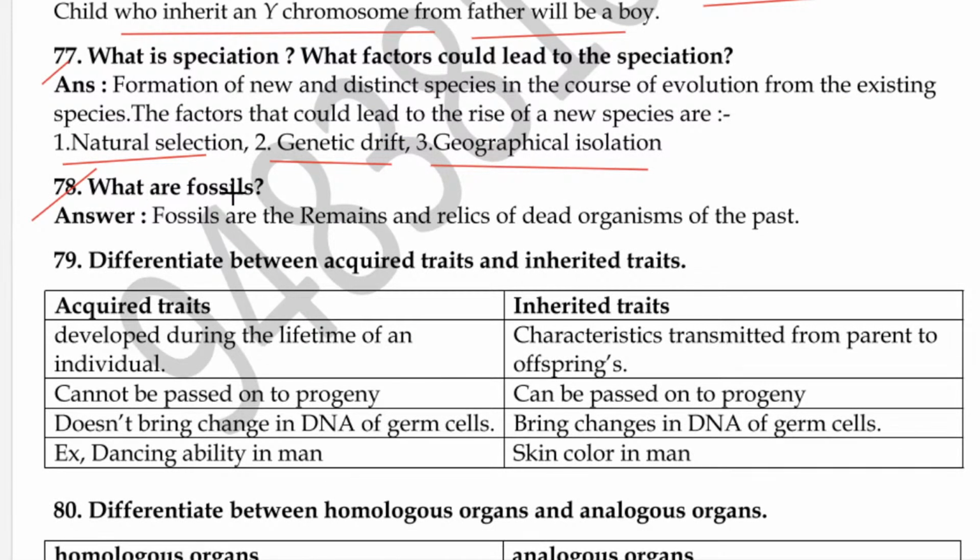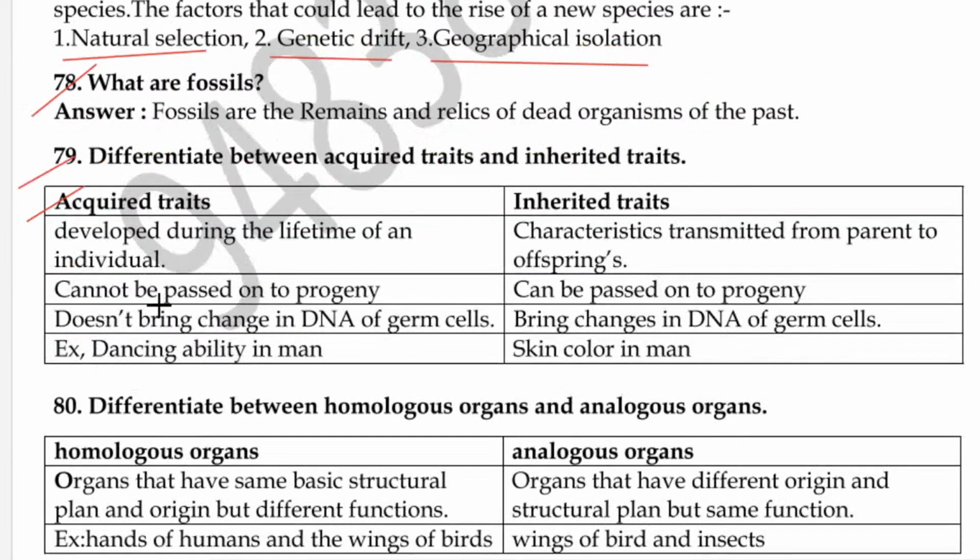Next one, what are fossils? Fossils are the remains and relics of dead organisms of the past. Next question, differentiate between acquired traits and inherited traits. Acquired traits, the first difference is developed during the lifetime of an individual. In inherited traits here, characteristics transmitted from parent to offsprings.